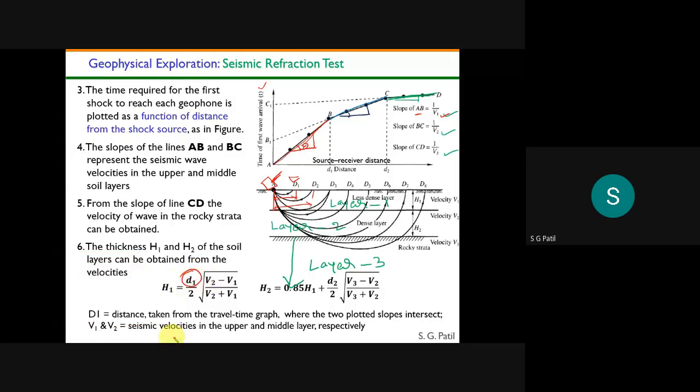So how I will get d1 is nothing but this one. The meeting point of this straight line and this straight line is my d1. How to get d2? D2 is nothing but the meeting point of this straight line and this straight line. This one is my d2. Wherever the slope changes, that point is d1 and d2. Substitute those in these equations, then I will get the thickness of soil layers.